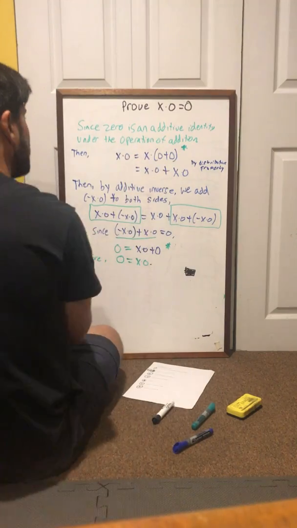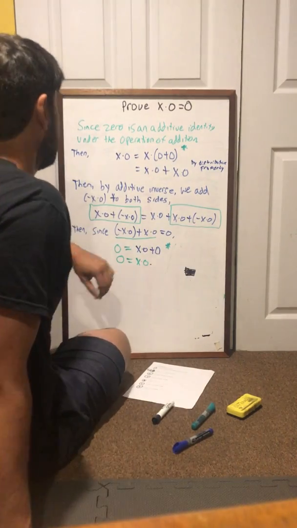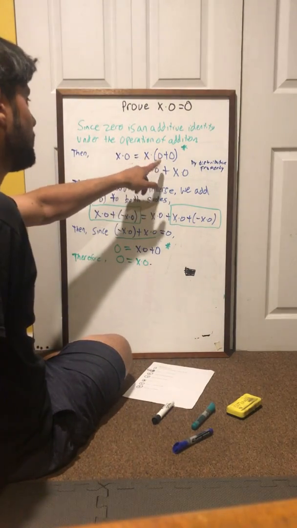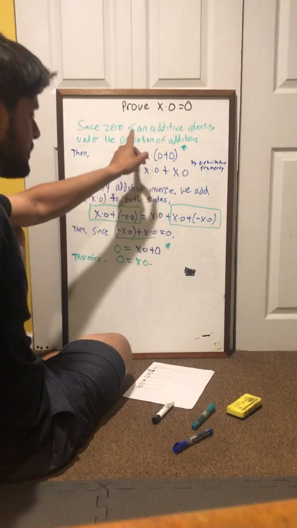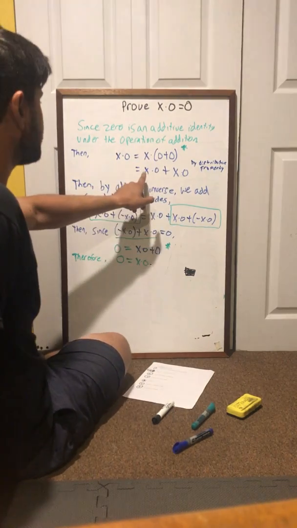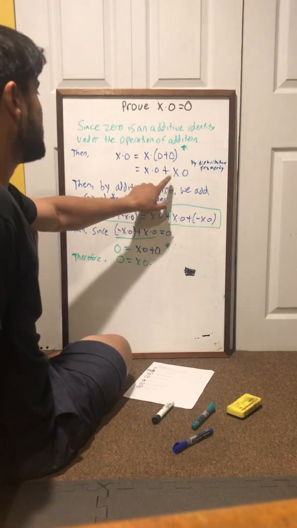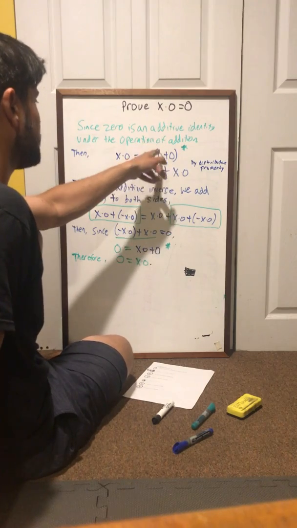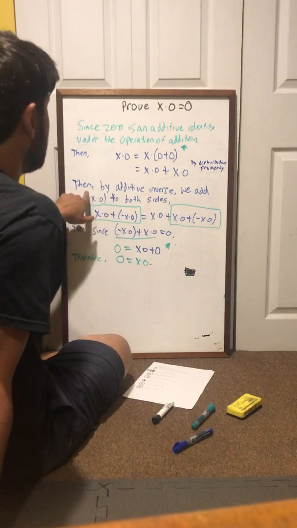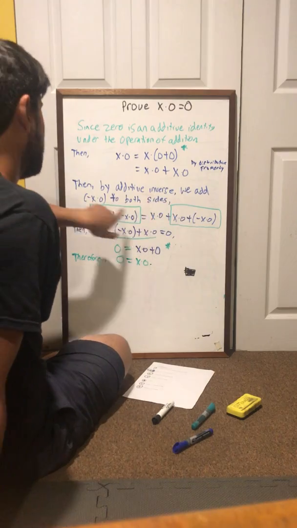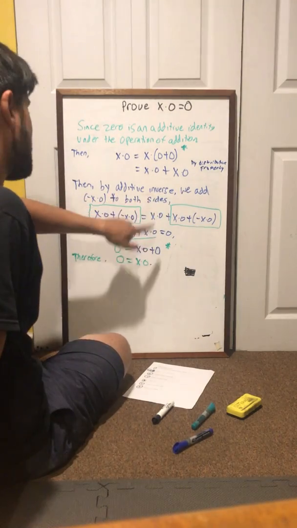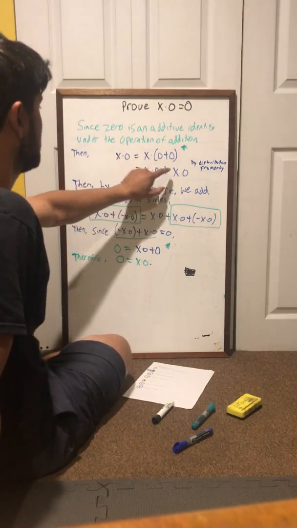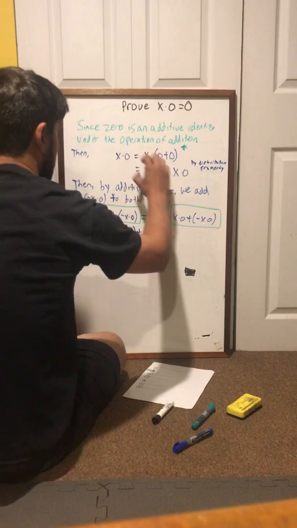Since 0 is an additive identity under the operation of addition, then x times 0 equals x times 0 plus 0, all right? Distributive property with the x equals x times 0 plus x times 0, all right? So we use the distributive property there, we distributed the x to both the zeros, all right? Then, by additive inverse, we add negative x times 0 to both sides, okay? So, exactly what we had here, x times 0, this, these, and these.